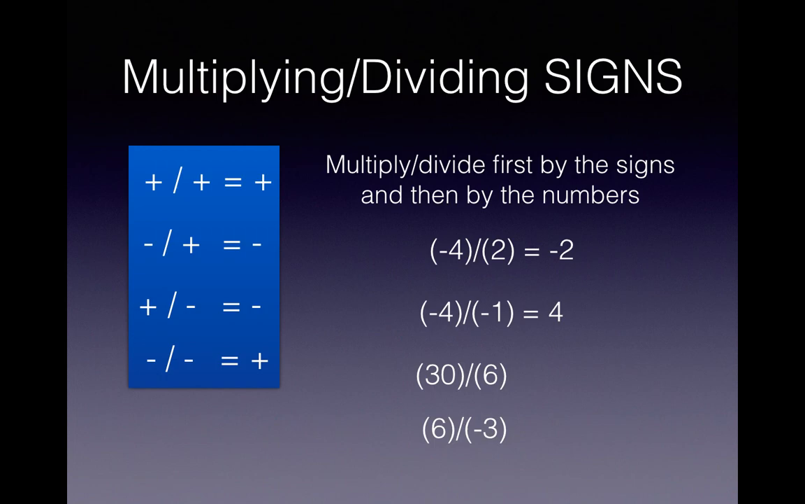Example 3. Plus divided by plus is plus. 30 divided by 6 is 5. And then the last one, plus divided by minus is a minus. 6 divided by 3 is 2. So we end up with minus 2.